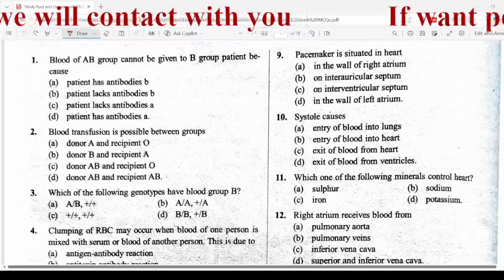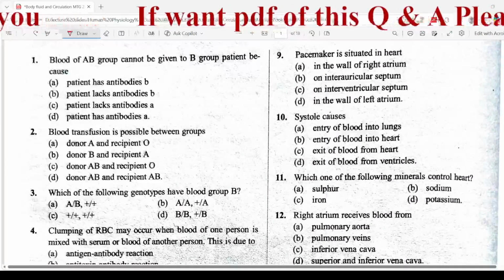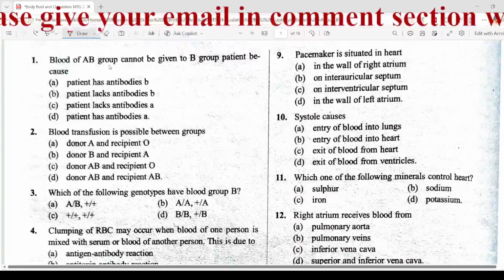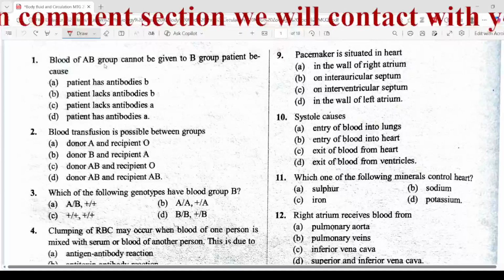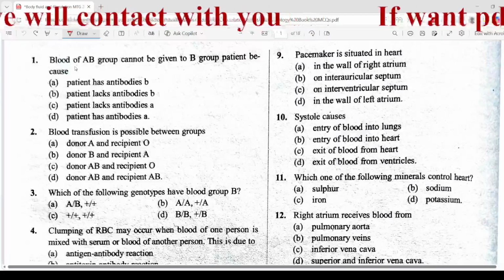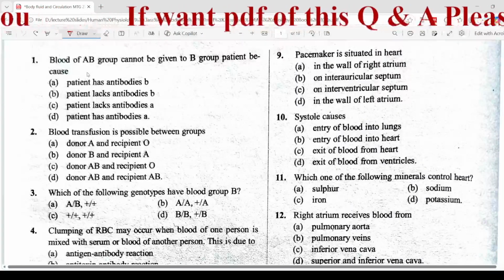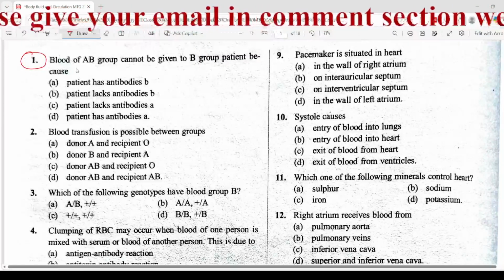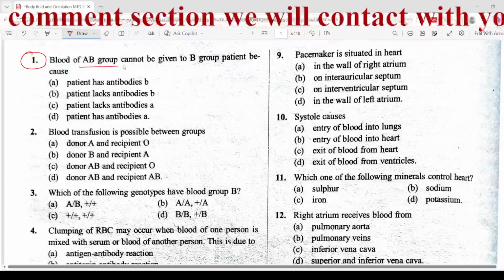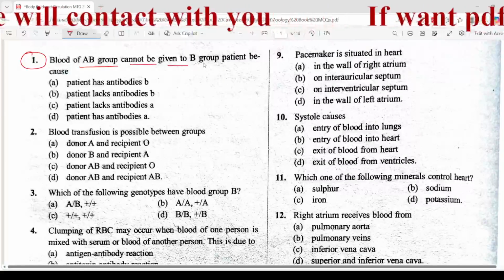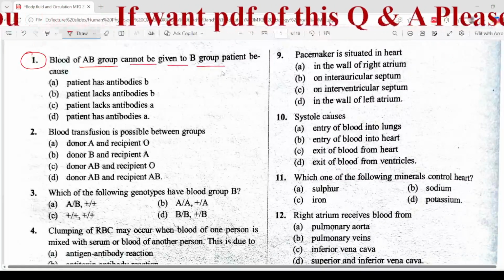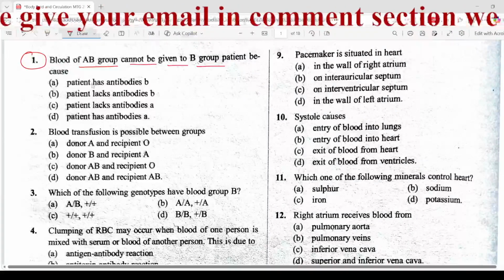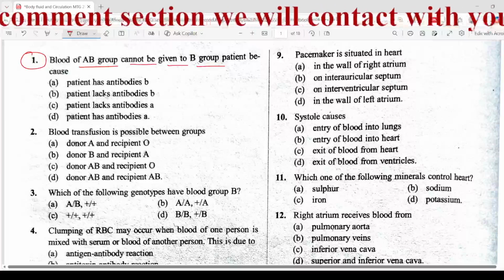Okay, let's begin another question and answer session. These questions are from the body fluids and circulation chapters. So the first question is here: blood of AB group cannot be given to B group patient because of, four options are given. You have to choose the correct answer from this question.